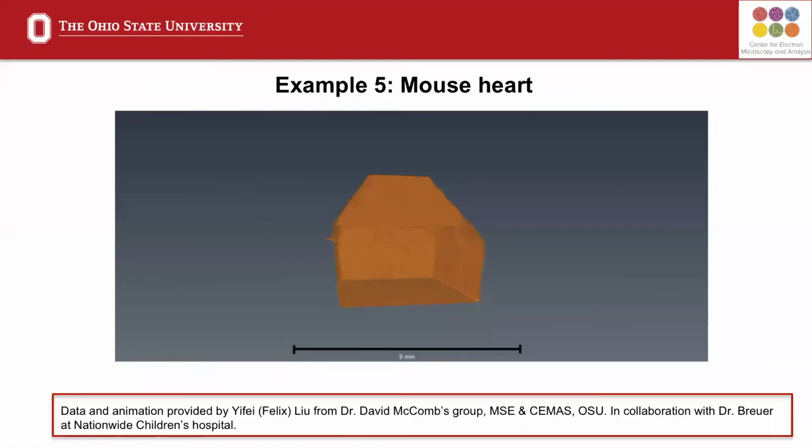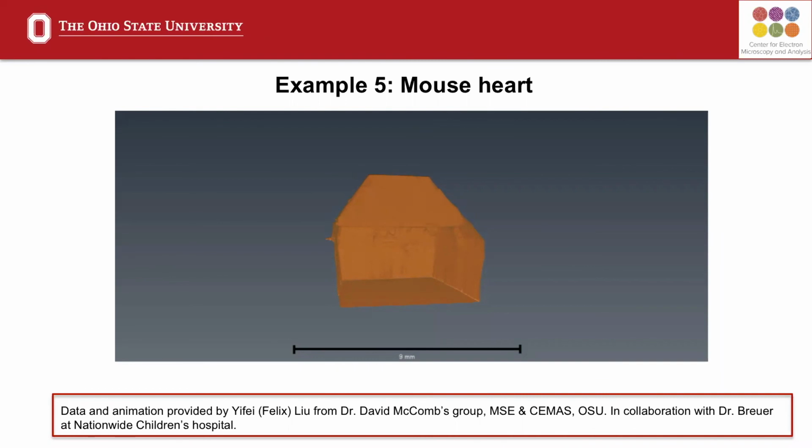So that brings us to our final case study for today. This animation was made by Felix Liu, who is in Dr. David McComb's group at Material Science and Engineering and also CEMAS, in collaboration with Dr. Brewer at Nationwide Children's Hospital. Felix is working to characterize the pulmonary heart valve in mice using a correlative imaging workflow.